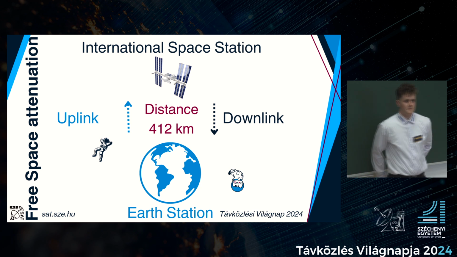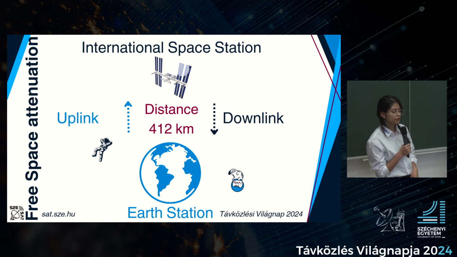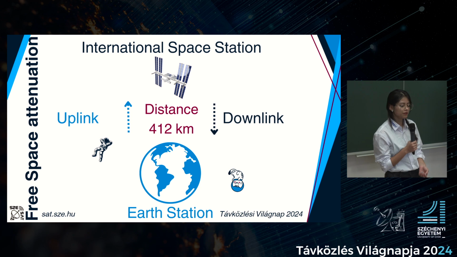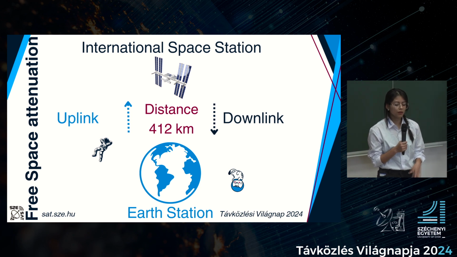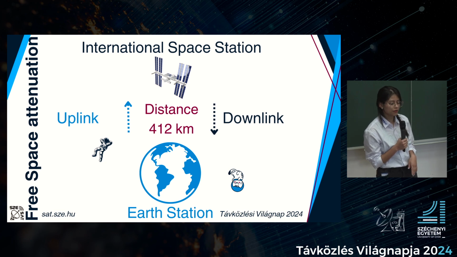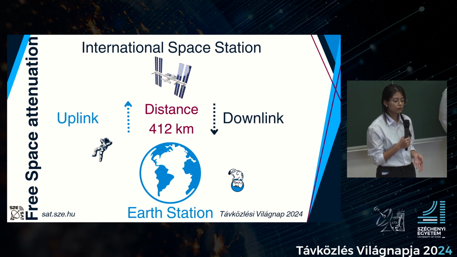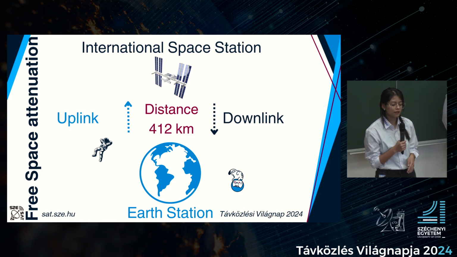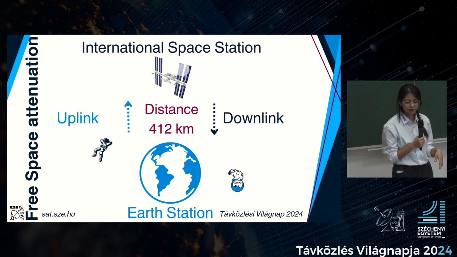Then we have the free space attenuation. The free space attenuation is used to calculate the attenuation of signal strength between two antennas. So we have two antennas. The first antenna is for uplink and the second antenna is for downlink. And we do our calculations with a distance of 412 kilometers, when the satellite is just above us.